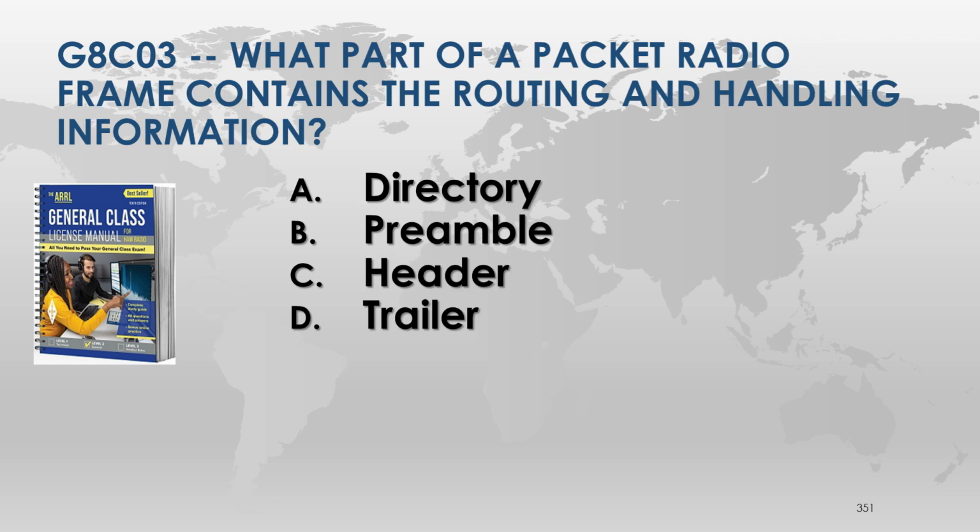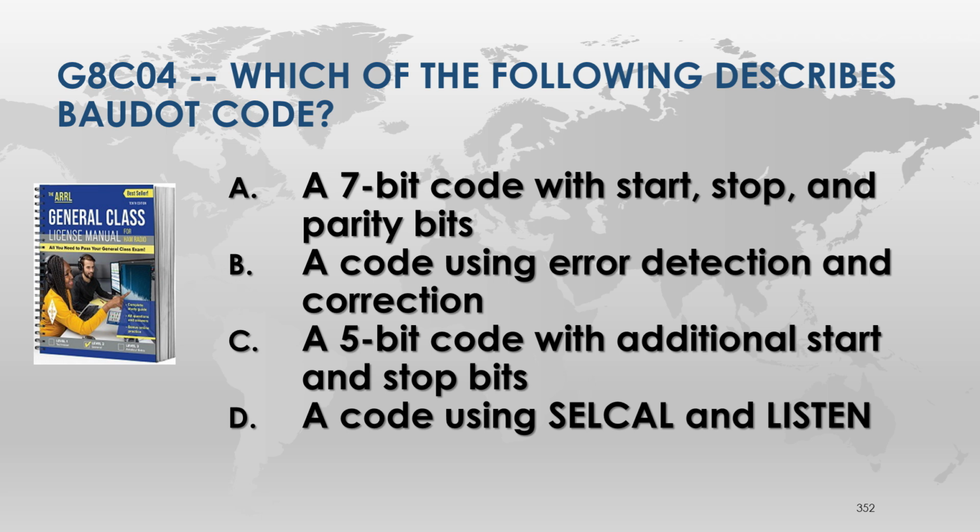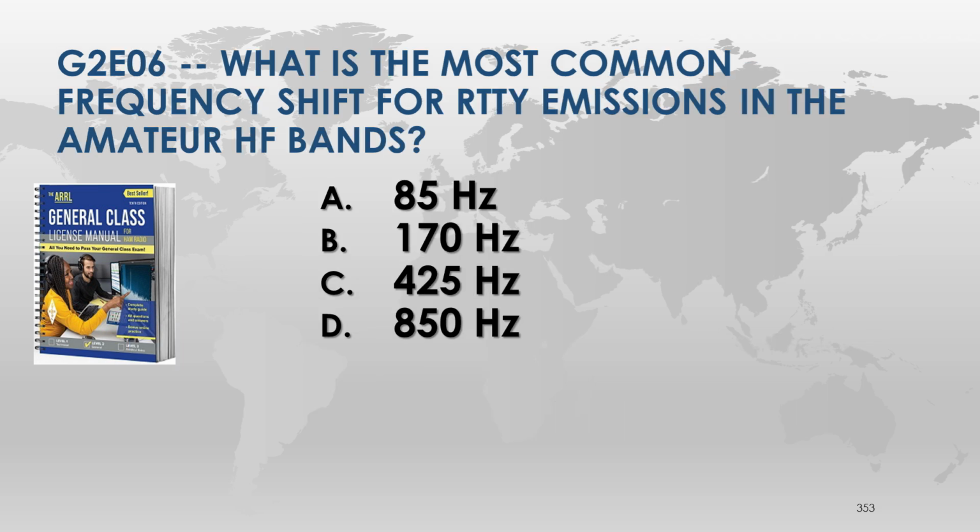What part of a packet radio frame contains the routing and handling information? Routing and handling is Charlie, the header, because it's in front, right? Yep. Which of the following describes Baudot code? We got 2 Charlies, 3 Charlies, a 5-bit code with additional start and stop bits. It's Baudot. What is the most common frequency shift for radio emissions in the amateur HF band?